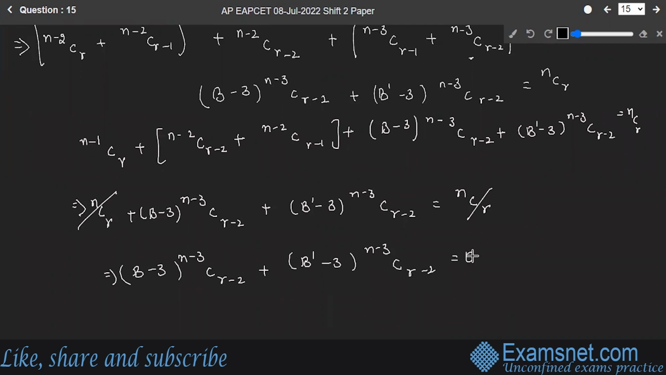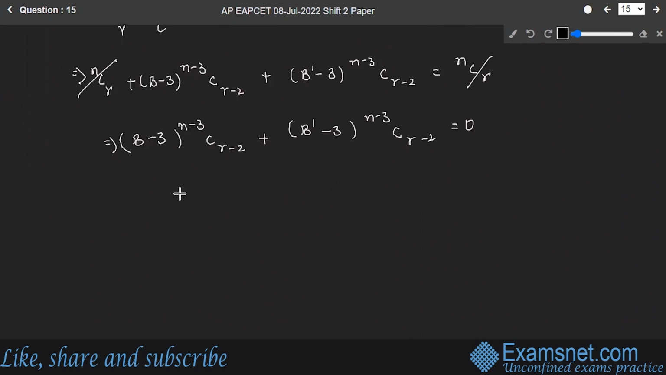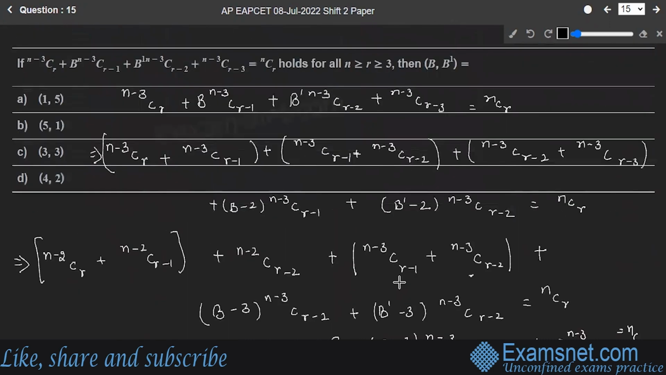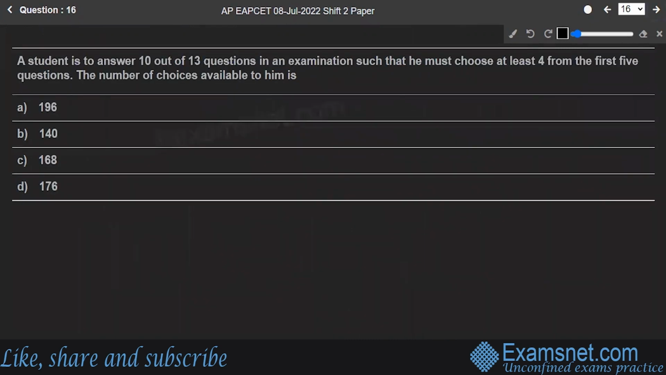Now this thing is only possible when b minus 3 and b dash minus 3 are 0. That means b is 3 as well as b dash is 3. You had to find out this point, b dash, that is equal to 3, 3. So this is the answer to our question. Let's check. We have option C as the correct answer. Right? Next is question number 16.